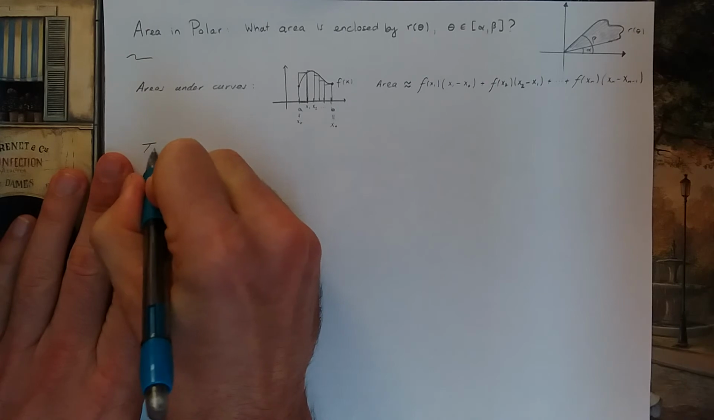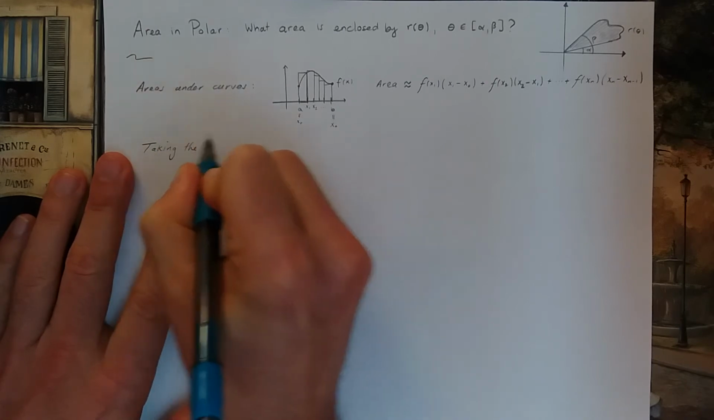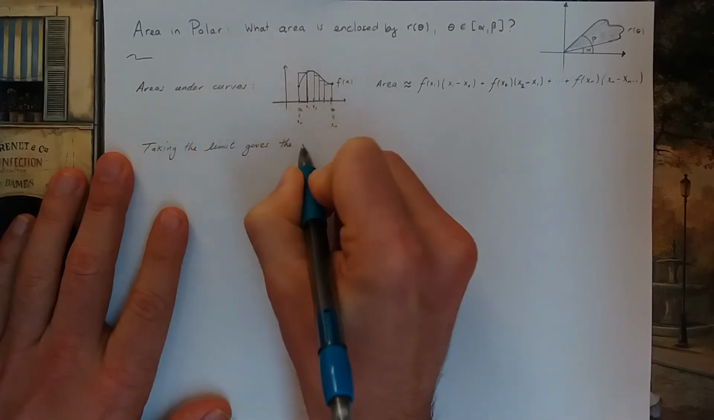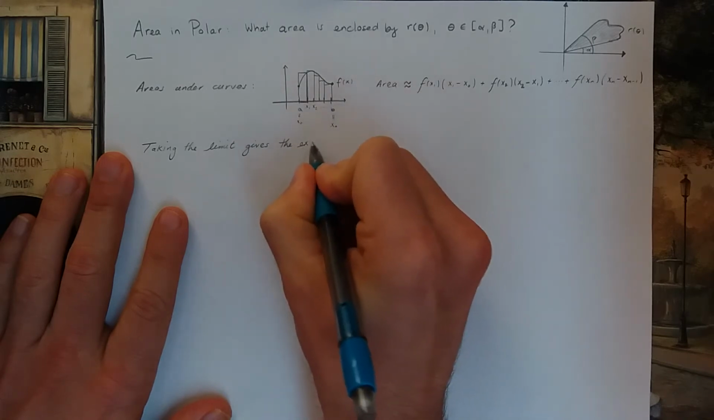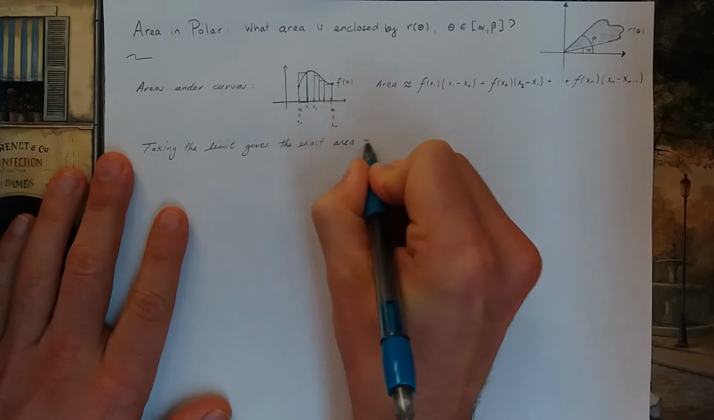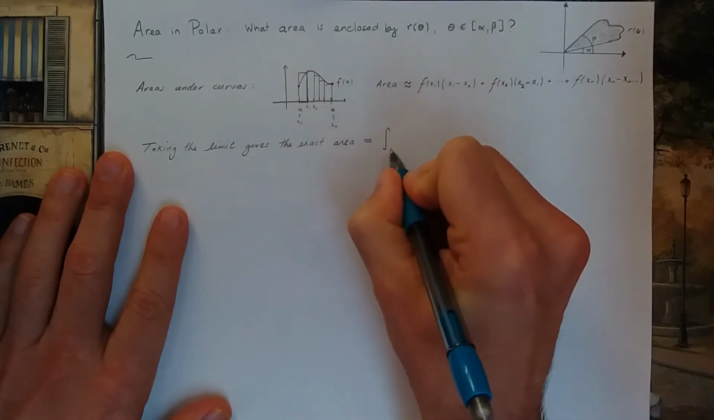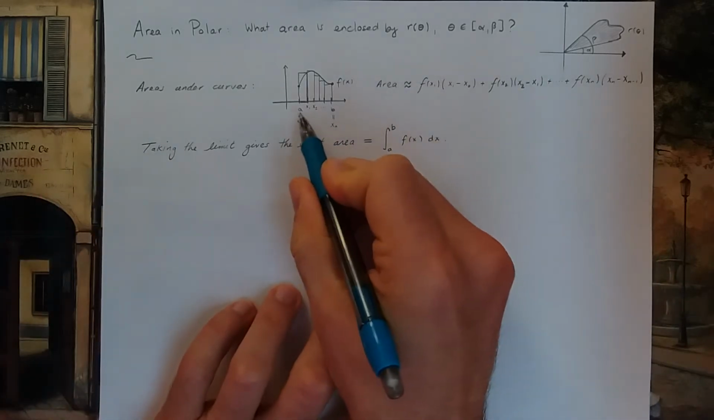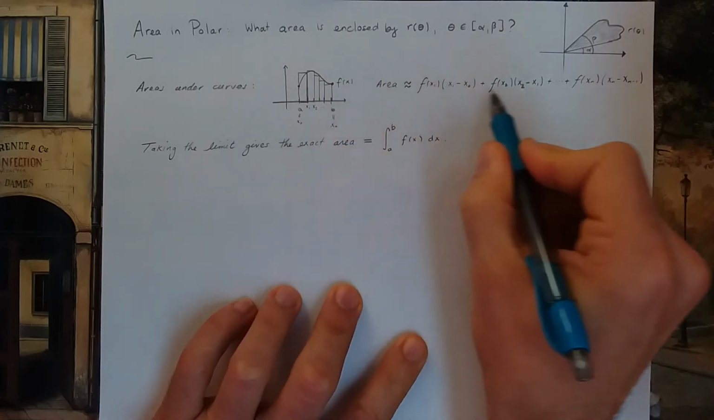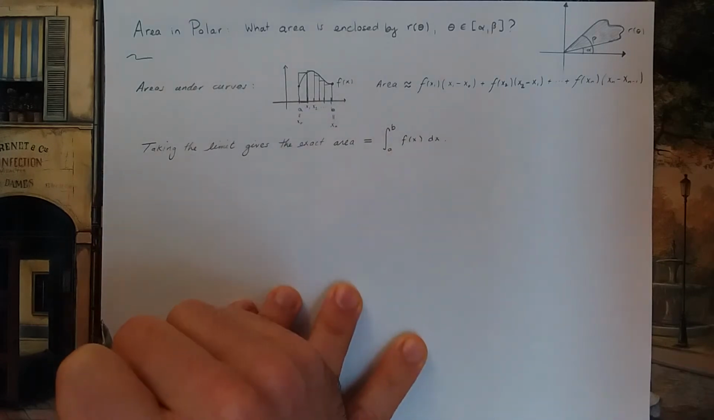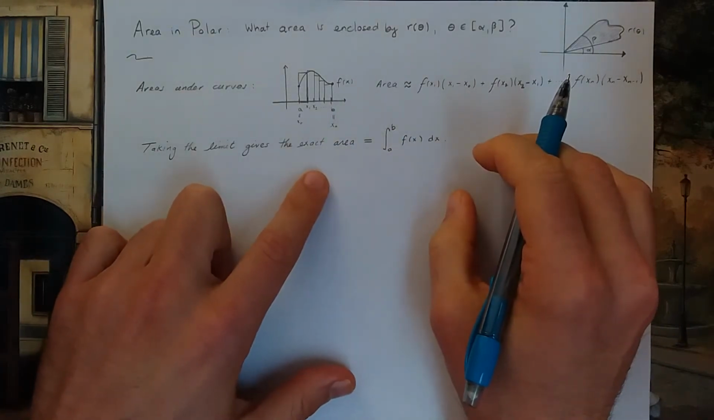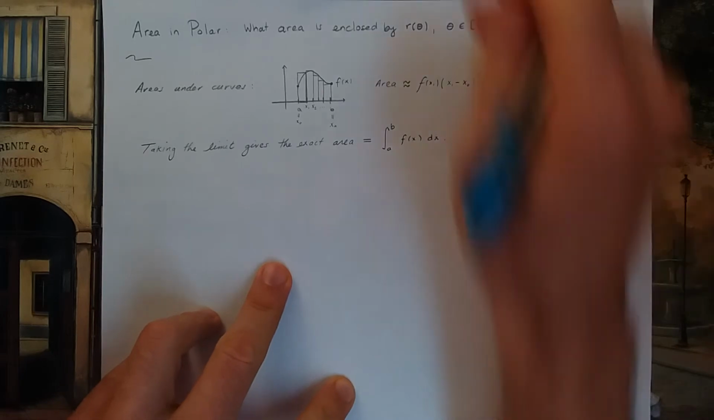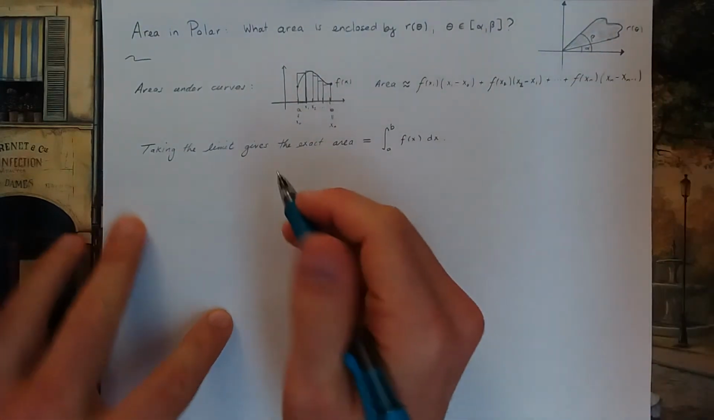So taking the limit gives the exact area, no longer an approximation, but an exact area, equal to the integral from A to B of f of x dx. So when you take the limit as the number of slices gets larger and larger, by definition you get an integral as a result. So that was a very quick, brief recap of how to find areas under a curve based on our experience in Calculus 1. Now, I'm going to do the same idea except in polar.